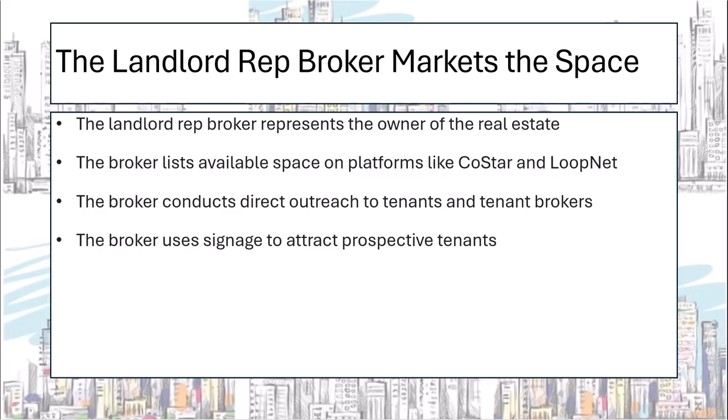The landlord broker also needs to understand the building and the available space in detail. Prospective tenants may ask about rent, operating expenses, parking ratios, building access, available improvements, lease timing, and the landlord's willingness to modify the space. Effective marketing therefore requires more than advertising that space is available. The broker must present the property as a solution to the operational needs of prospective tenants.